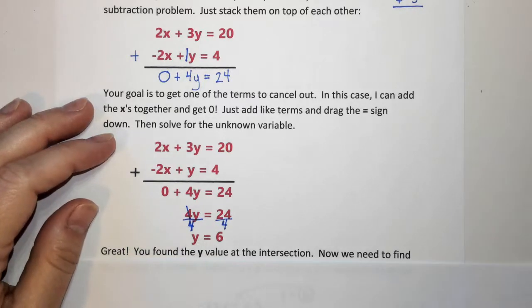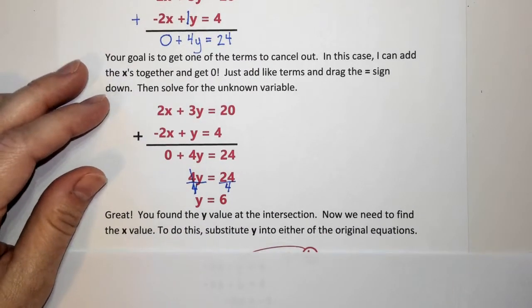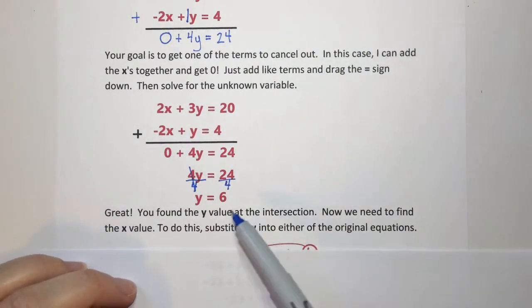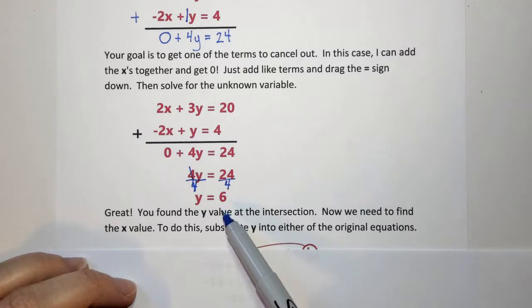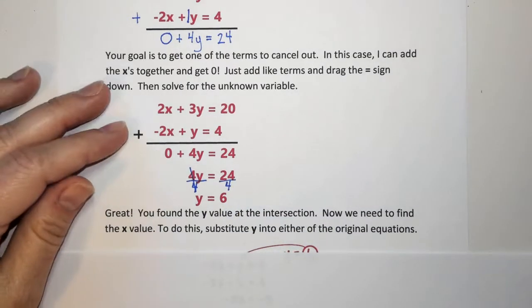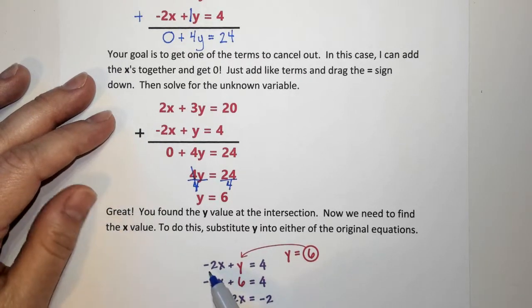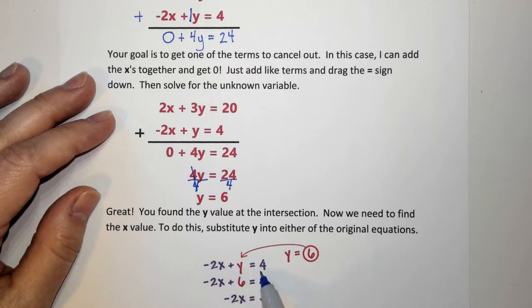But that's only half of our coordinate. Now we need to find the x value. This is not too difficult. To do this, you're going to substitute the y value into either of the original equations. And the equation that I chose to use was just the second one, -2x plus y equals 4.